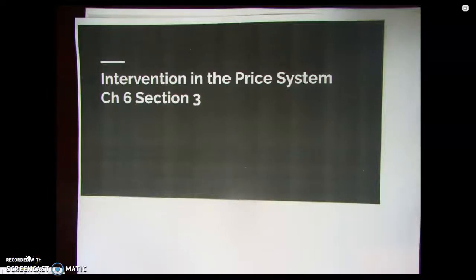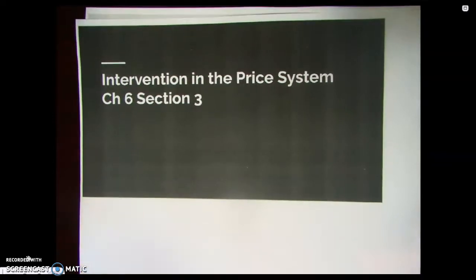Today we're going to be talking about intervention in the price system. This is Chapter 6, Section 3. For this lesson, I'm choosing to use the document camera in order to better explain how this looks within a demand and supply curve. I would also recommend that you take notes along the way, since this will not be a PowerPoint posted in Schoology.